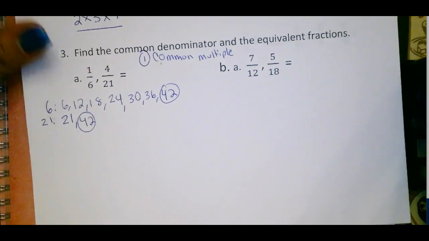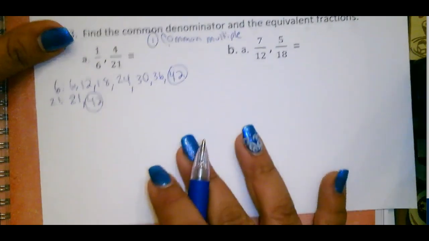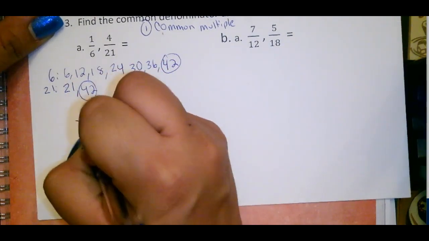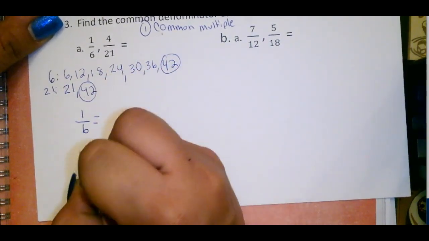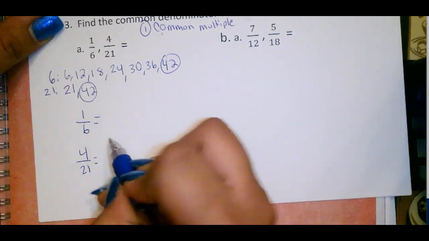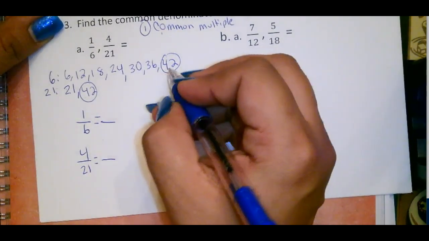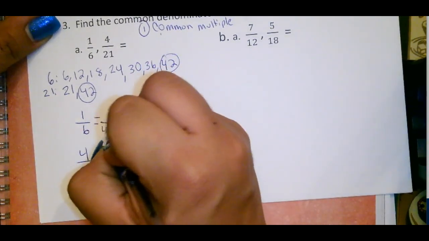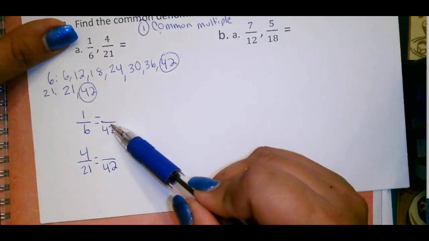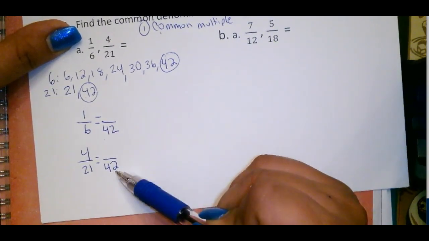Okay. Now, I use that common multiple to find the equivalent fraction. You want to write this in a vertical form. So 1/6 is equal to, and 4 over 21 is equal to, and then you'll find your equivalent fraction by writing in your denominator, which is 42, on both. Okay? When we're finding equivalent fractions, these two numbers need to be the same.